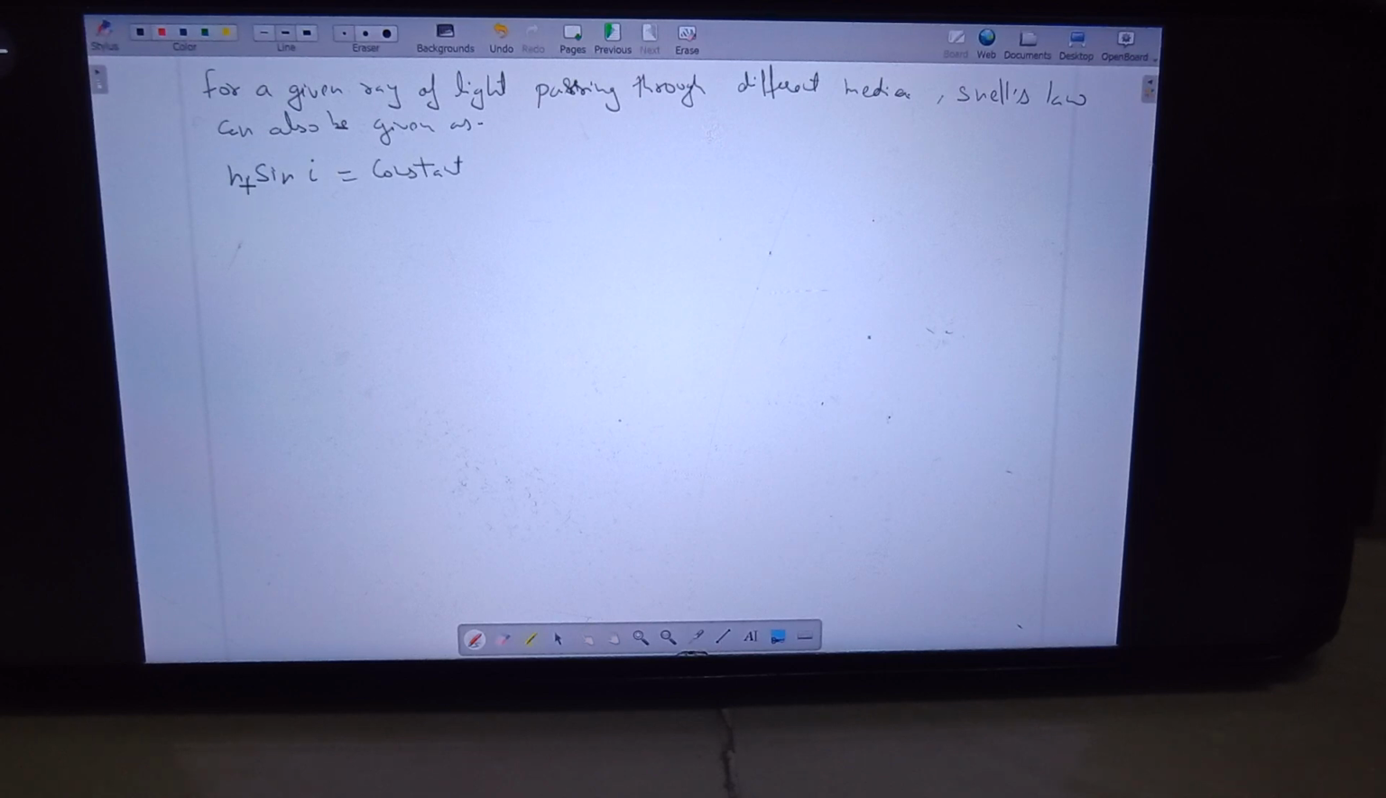What does it mean? It means that the product of the refractive index of that medium and the sine of the angle that the ray makes with the normal in that given medium will be constant. It means the same when it moves to another medium. So let's discuss this point.